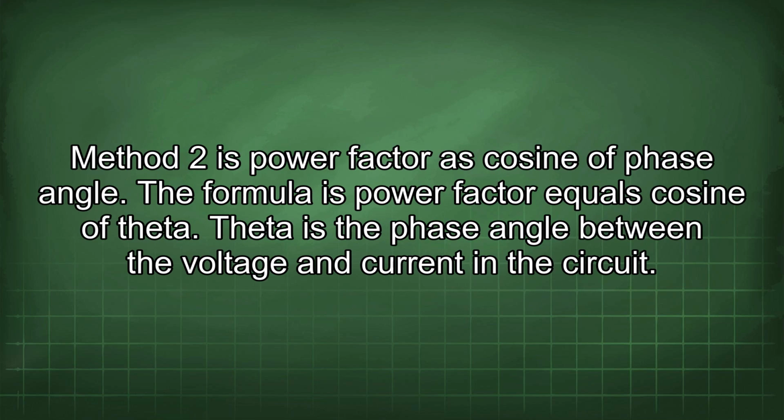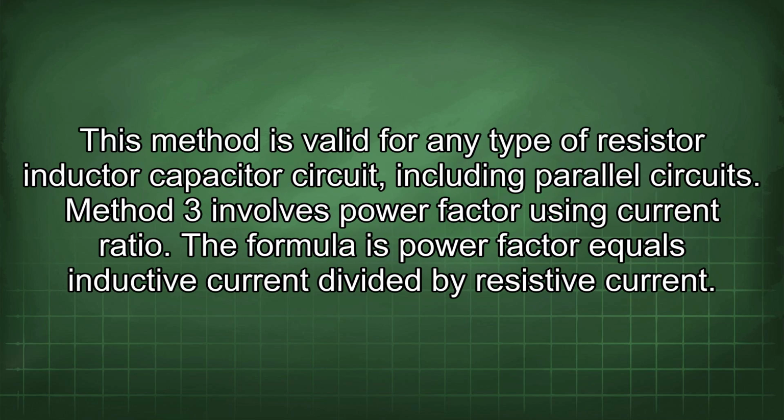Method 2 is power factor as cosine of phase angle. The formula is power factor equals cosine of theta. Theta is the phase angle between the voltage and current in the circuit. This method is valid for any type of resistor inductor capacitor circuit, including parallel circuits.